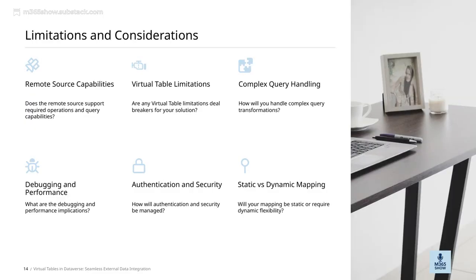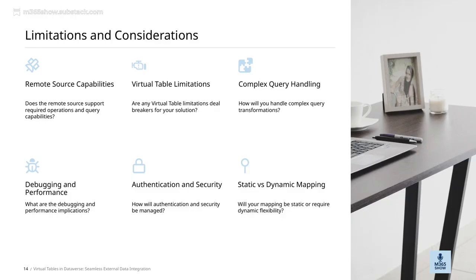Let's take a look at some key limitations and considerations when working with virtual tables in Dataverse. First, you'll need to think about whether your data mapping will be static or if it needs to be flexible and adapt dynamically. Static mappings are straightforward, but if your data sources or requirements change frequently, you'll want to consider dynamic mapping options. Next, security and authentication are crucial.